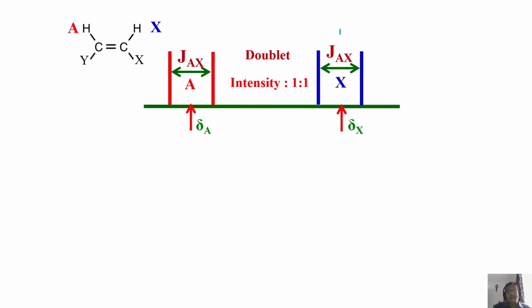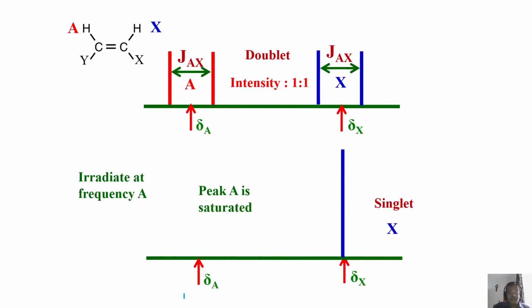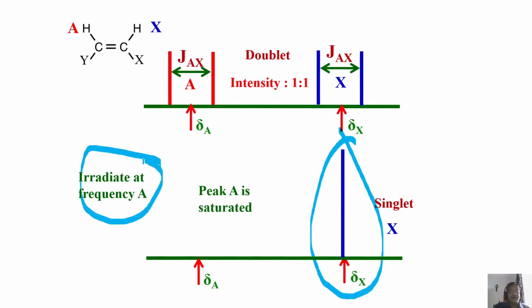This is exactly what happens in the case of decoupling. As I showed, we saturated this peak exactly at the center, and you are going to see a singlet. These 2 doublets collapse and you get a single peak of double the intensity. Both the intensities will add up. Here I am irradiating at frequency A.